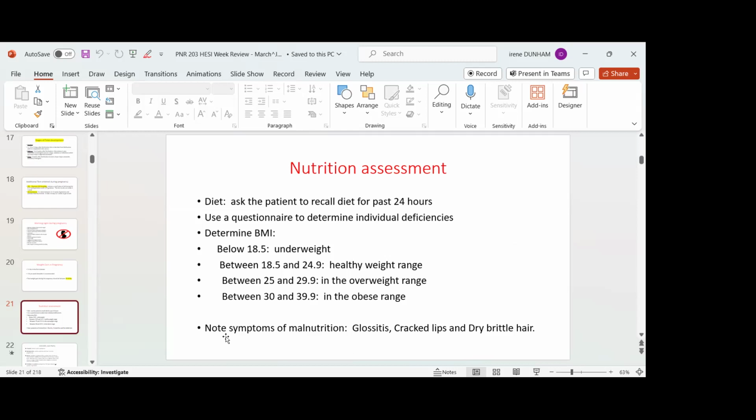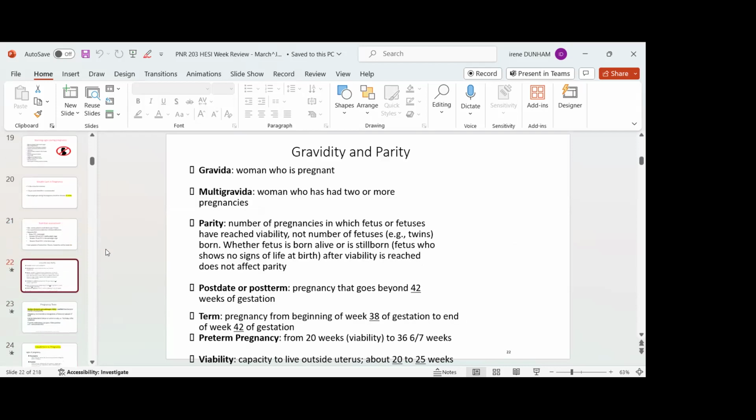Okay. And then I just put in here some symptoms of malnutrition. It's always those cracked lips. Oh yeah, and inflammation of the glottis, and then dry, brittle hair tells me that they're not getting enough vitamins. Okay, so then I just asked, why are you taking your vitamins? All right, so there's always a question on GTPAL.